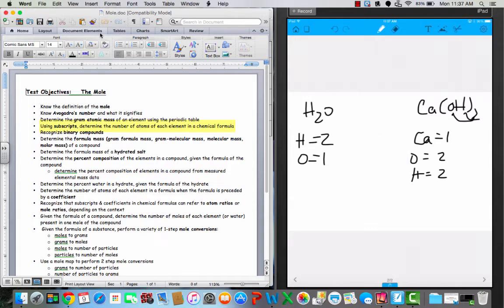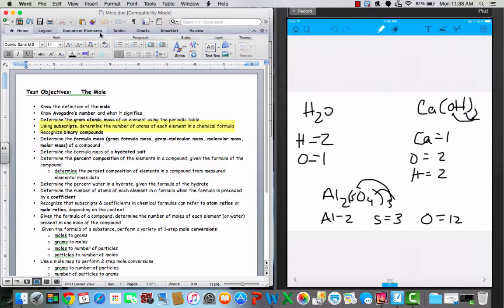If I look at an even fancier one, I have aluminum sulfate here. Here I have 2 aluminum. I have 3 sulfurs and 12 oxygen. So don't forget that the number outside the parentheses, you're going to distribute that number through, but again, it just goes to the thing inside the parentheses.